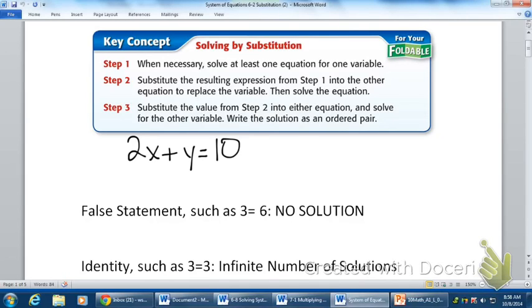If you have an equation like this, step one, when necessary, solve at least one equation for one variable. So you're solving for either one of the variables. The easiest one would be for y. You can minus 2x from both sides. That's what that means. You're solving for one variable. In terms of system of equations, you can solve for either the x or the y. You don't have to solve for the y. You're not writing it in slope-intercept form all the time.